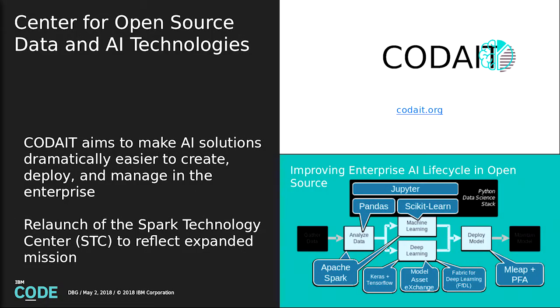A little bit about CODAIT. We aim to make AI solutions dramatically easier to create, deploy, and manage in the enterprise. And obviously, open source plays a big part in that, which is why I get to work on cool projects like Spark, Arrow, and TensorFlow.